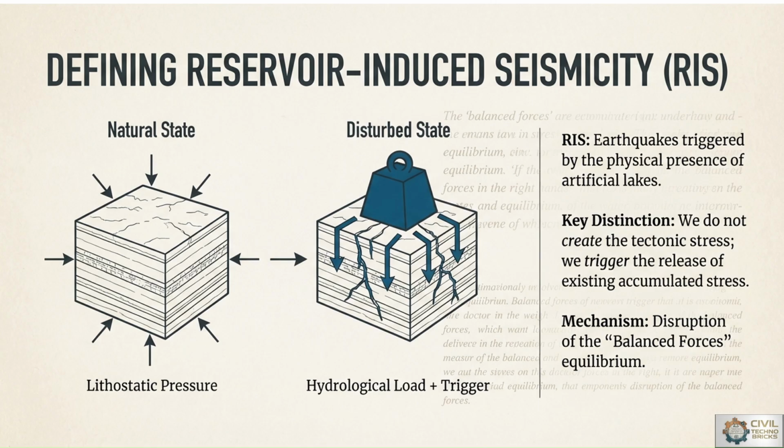picture. So reservoir induced seismicity occurs when reservoir loading disturbs the pre-existing equilibrium of stresses in the earth crust. The natural lithostatic pressure in rocks gets modified after reservoir impoundment. RIS does not create new tectonic stress but activates existing faults and fractures. Hydrological loading due to water infiltration acts as a trigger mechanism for seismic events. Engineers must identify the active and inactive fault zones before dam construction.